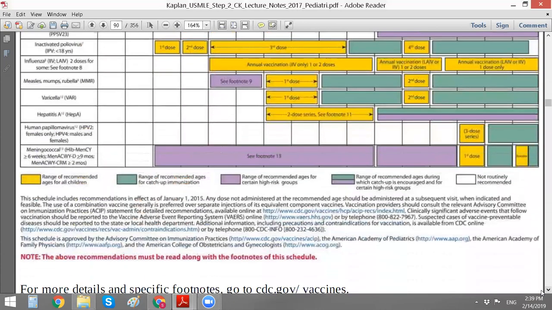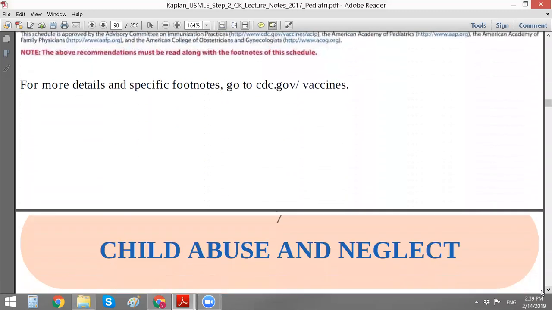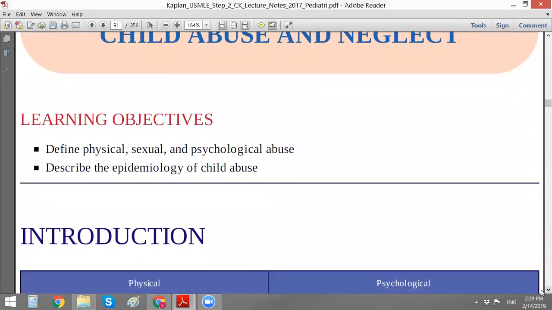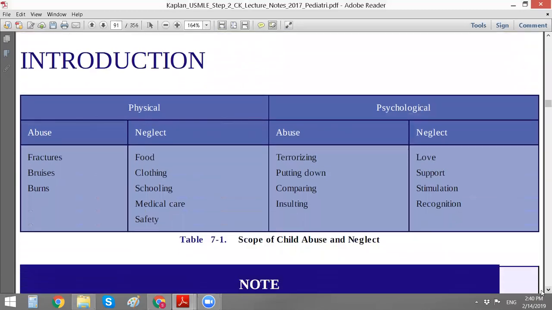This is the CDC chart. Child abuse and neglect, the next chapter. Okay.